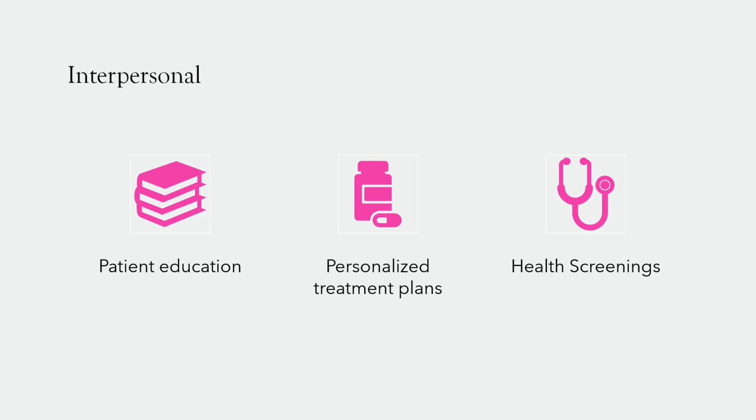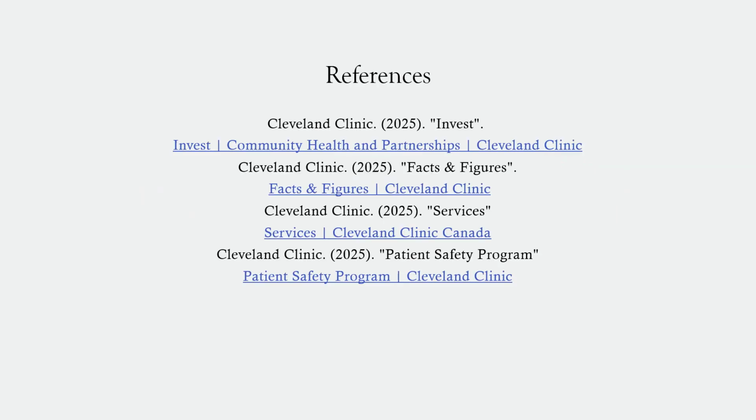The last thing is health screenings. That's just a general thing that most hospitals do, and like I said, I've been going to get checkups and screenings there with Dr. Strong, that pediatric doctor, for as long as I can remember. And that is it. So that is my presentation of the ecological model for the Cleveland Clinic healthcare system.